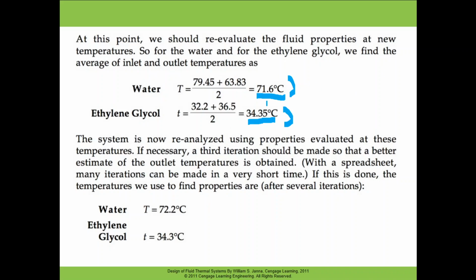Like in this case, it is 71.6 and it is 72.2. So the average temperature after the first trial was this, and after the second it is this. It is almost the same, so no need to do the third iteration. The same here, this is 34.35 and this is 34.3, so no need to do any further iteration. Okay, so we got this as our average temperature.